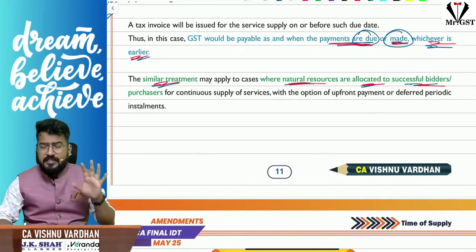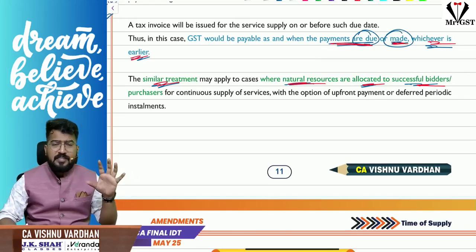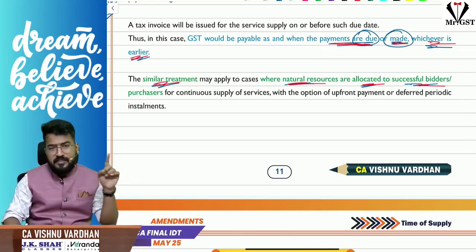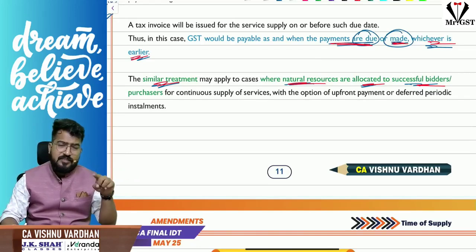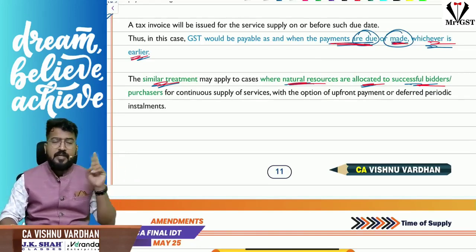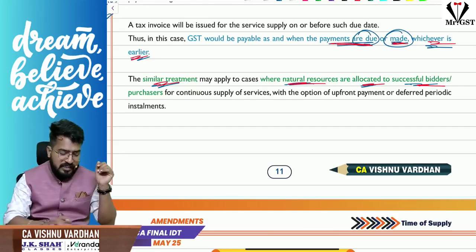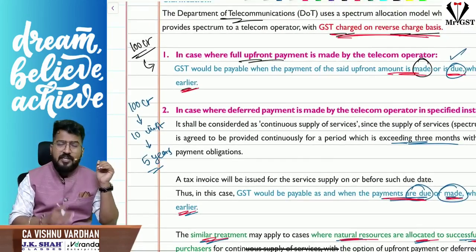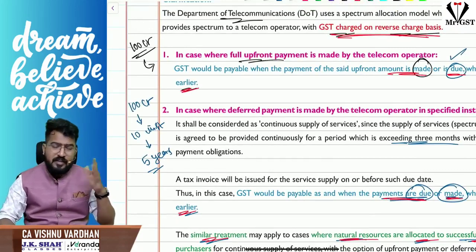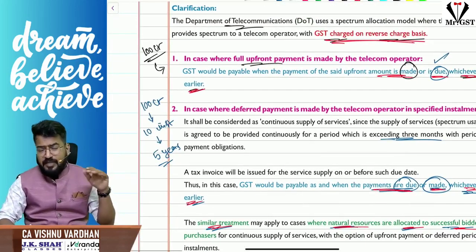So I repeat, see, simple telecom license, the spectrum license given to telecom companies by government is under RCM because services by government to business entity is RCM. Next clarity is regarding what is the time of supply for the spectrum license given. The spectrum license given, for example, if it is for 100 crores, 100 crore upfront payment if it is made, then no problem. Whenever the amount is paid or due, whichever is earlier, that will be time of supply.